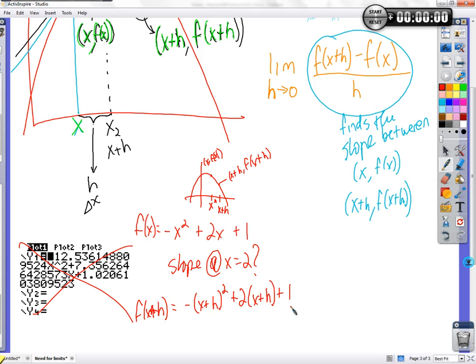Well, it gets even a little easier because x is a specific value. It's 2. So what's f of 2? How do we figure that out? We just put it in there. 2 squared is 4, so that's negative 4, plus 4, plus 1. So f of 2 is 1.